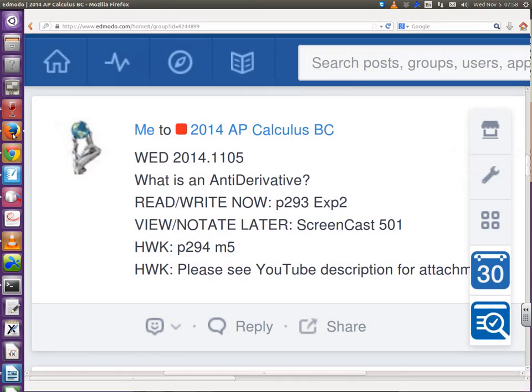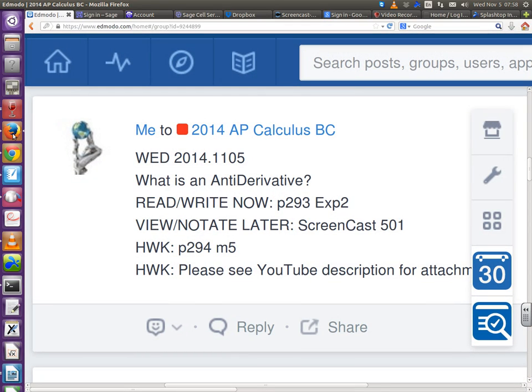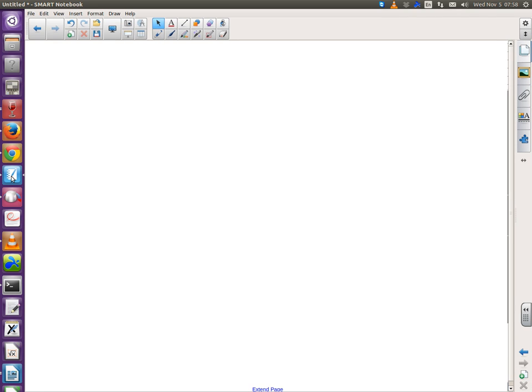Hello. All right, so what's an antiderivative? Tonight's homework, page 294, multiples of 5. Let's talk. You're going to tell me how to do this. I know nothing. I know how to do it.